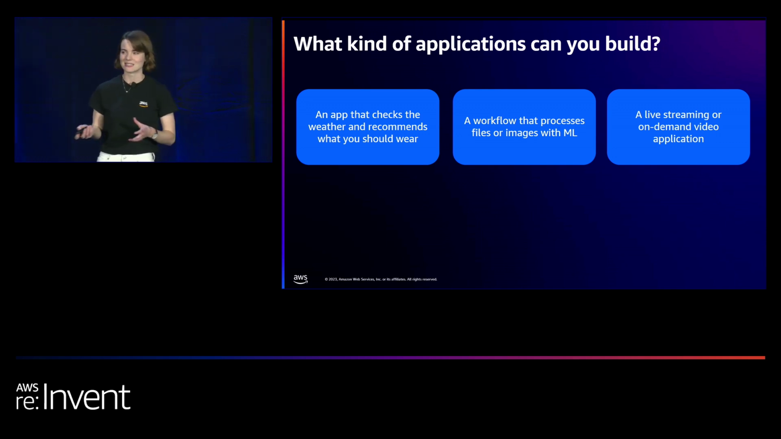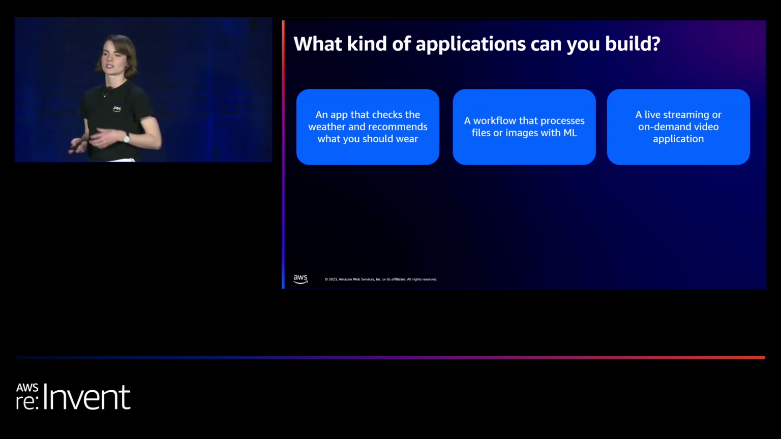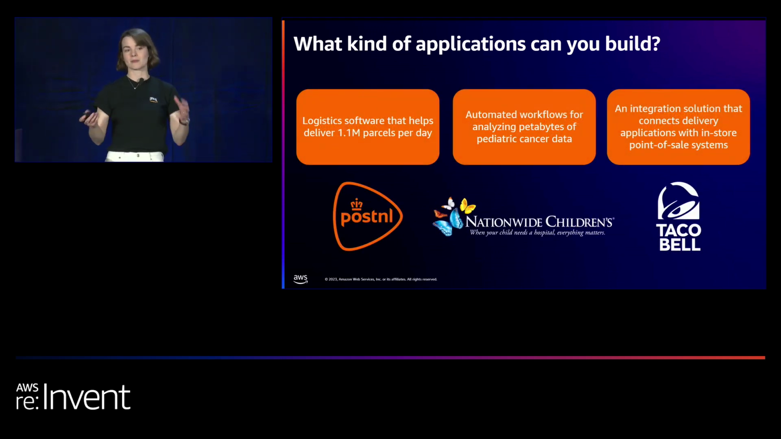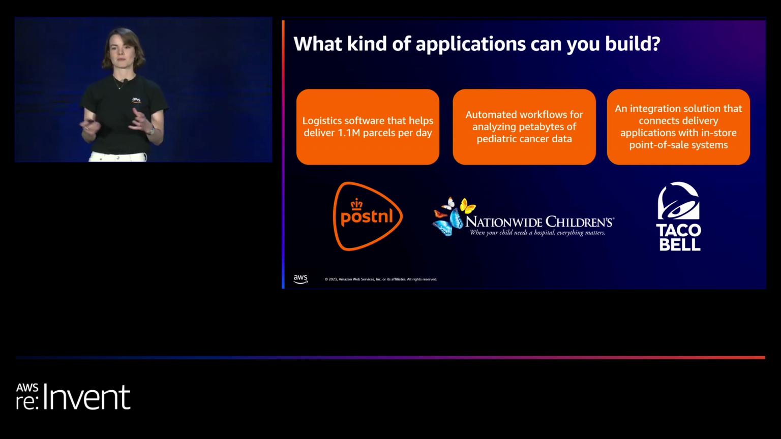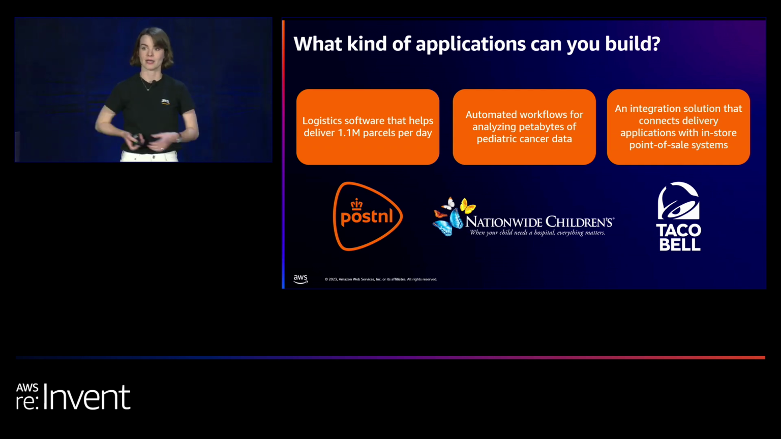But what I want to emphasize is the fact that the services that we're going to be talking about today are not just in use for personal applications or small things that you want to build. These are in use by some really massive AWS customers for very large-scale business-critical production applications. Some cool ones are PostNL, which is one of the largest logistics companies serving the Netherlands, processing over 1 million parcels per day. Nationwide Children's Hospital uses these services to automate workflows for petabytes of pediatric cancer data. And lastly, Taco Bell has a really cool use case around taking the order events from their delivery partner applications and sending those over to the point of sale systems. So some really major applications are using the services that we're going to walk through today.